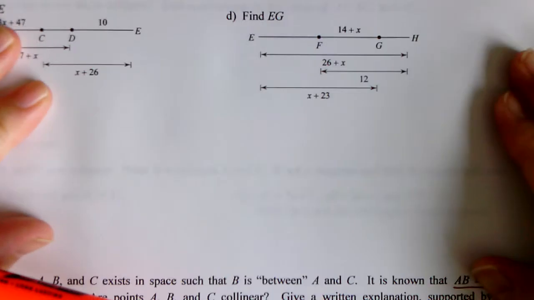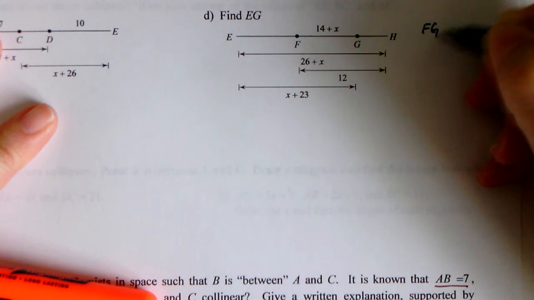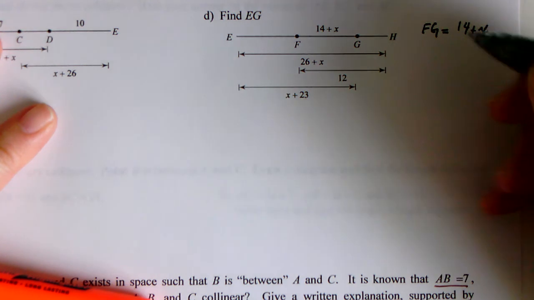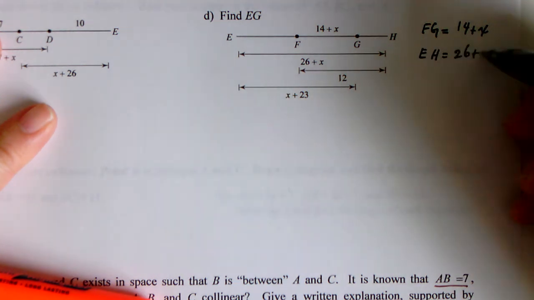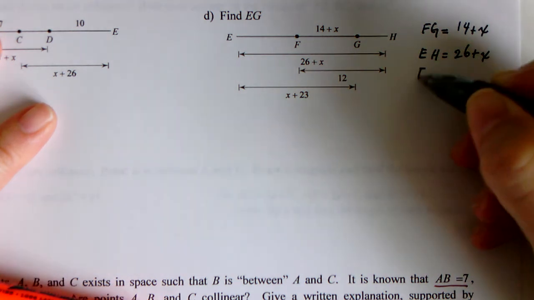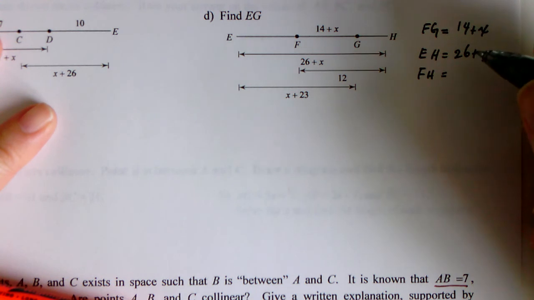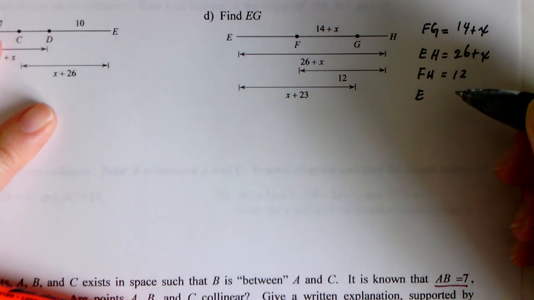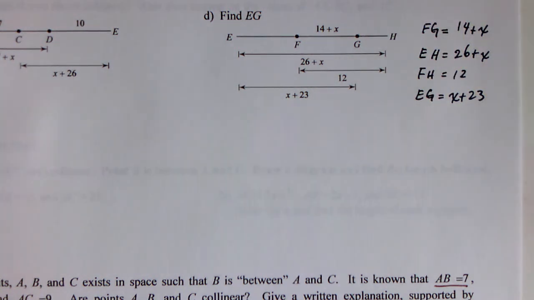It is really great practice to list out all the things on the side. FG equals 14 plus X. The whole thing, EH, is known to us as 26 plus X. And then FH is 12. And the last piece is EG, X plus 23. This helps us to stay organized. Now, it is really great to list it out because we might be using it later for substitution purposes.